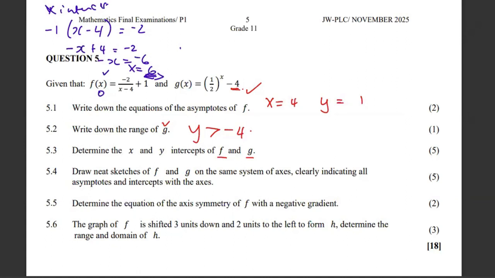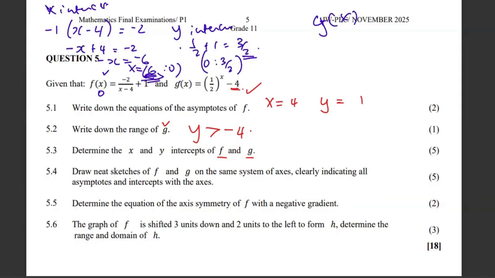And then the y-intercept, we said x is 0. So when you put a 0 here, you're going to end up with just a half plus 1, which gives you 3/2. Okay, so (0, 3/2) and (6, 0). Then let's look at g. For the y-intercept, x is 0, so it's going to be a half to the 0 minus 4, which gives us -3.